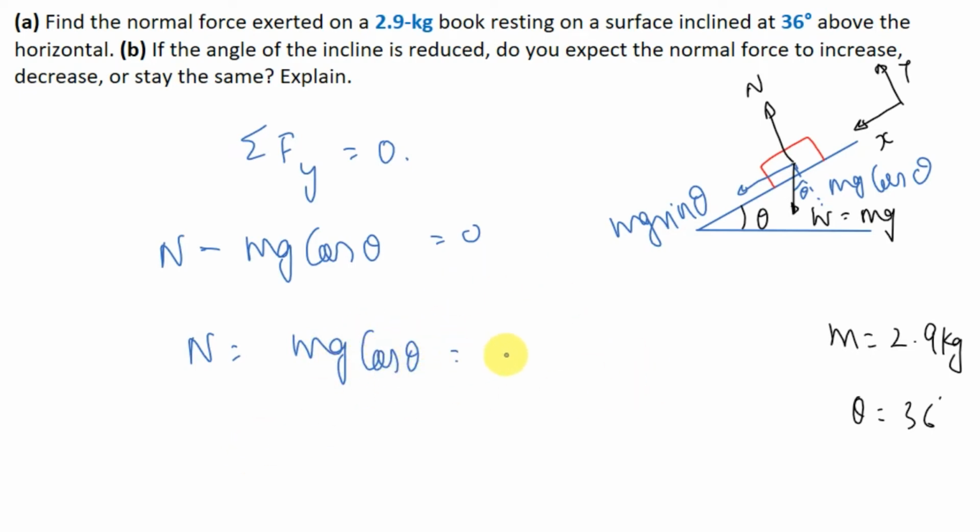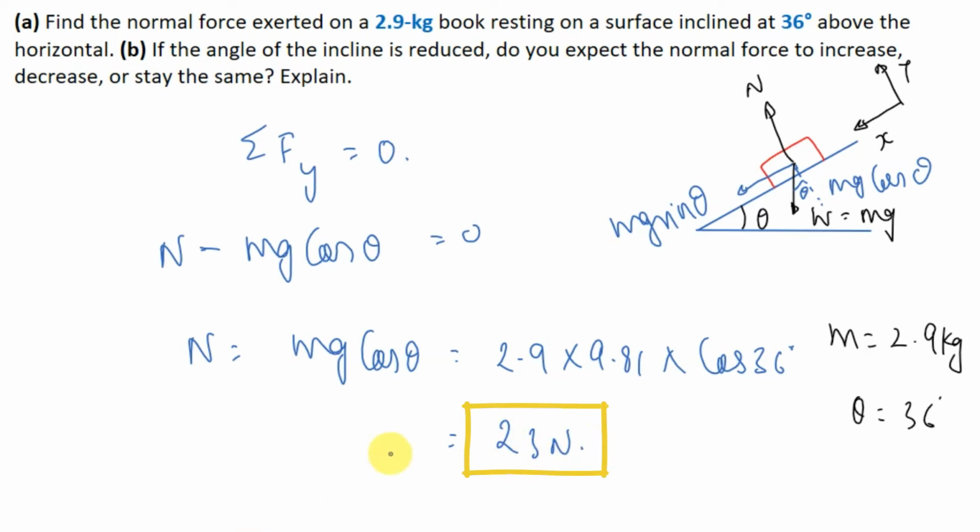Now m we are given to be 2.9 kg, g is 9.81 times cosine theta, theta is 36 degrees, and from here this normal force comes equals to 23 Newton.